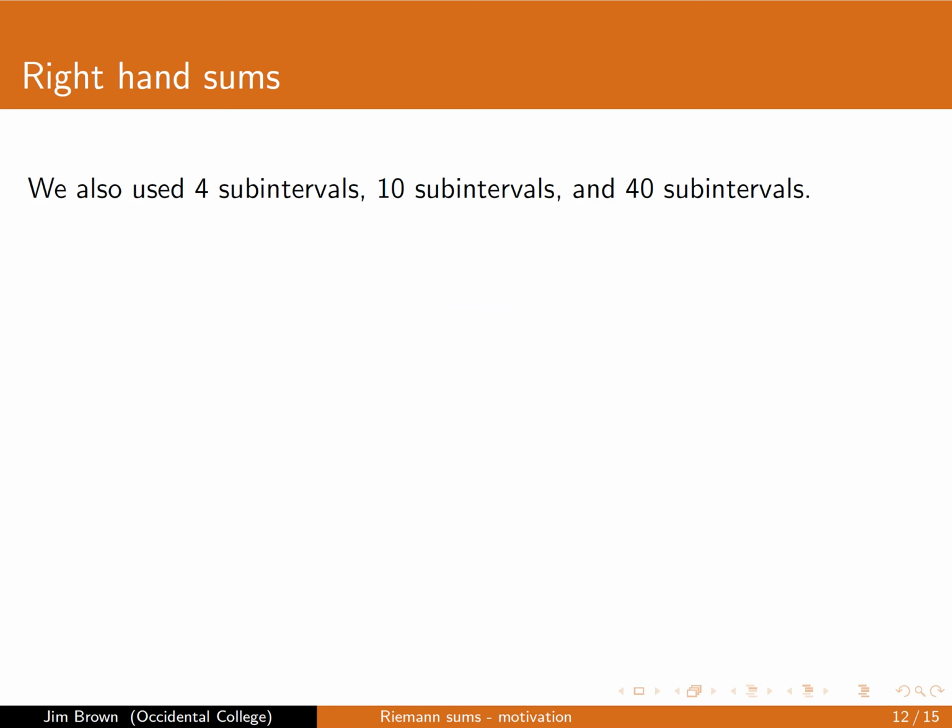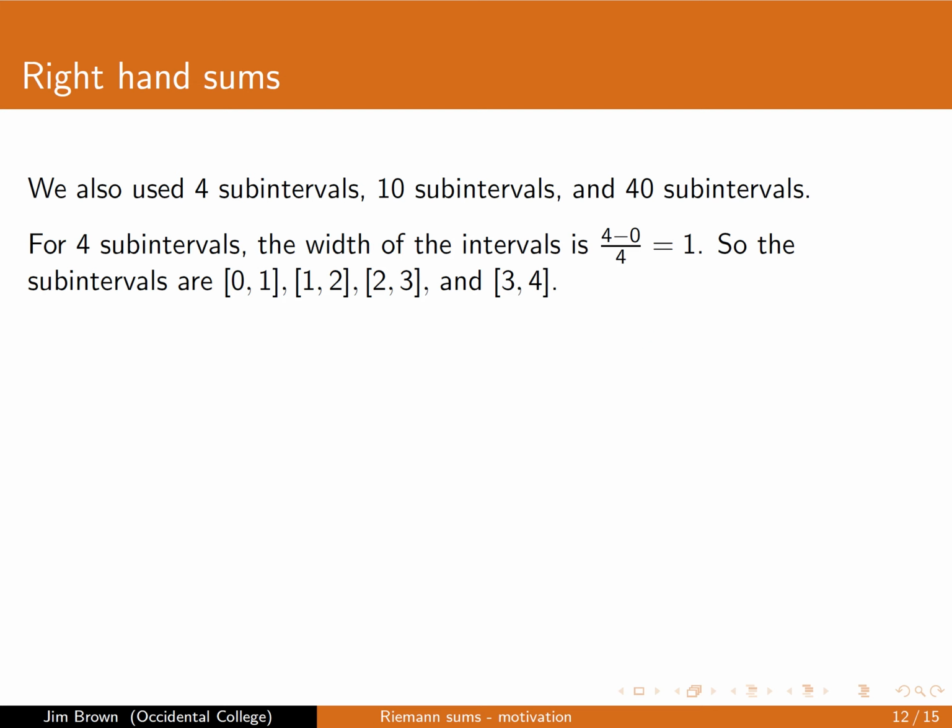We also saw in our pictures that we used 4 subintervals, 10 subintervals, and 40 subintervals before we went to the animation. So let's look at how to do the formulas for at least 4 and 10 here. If we have 4 subintervals, we're dividing the interval of length 4 up into 4 pieces. So each subinterval will have length 1. Our subintervals go from 0 to 1, then from 1 to 2, then from 2 to 3, and then 3 to 4. Each of those subintervals has length 1, and they cover the entire interval.